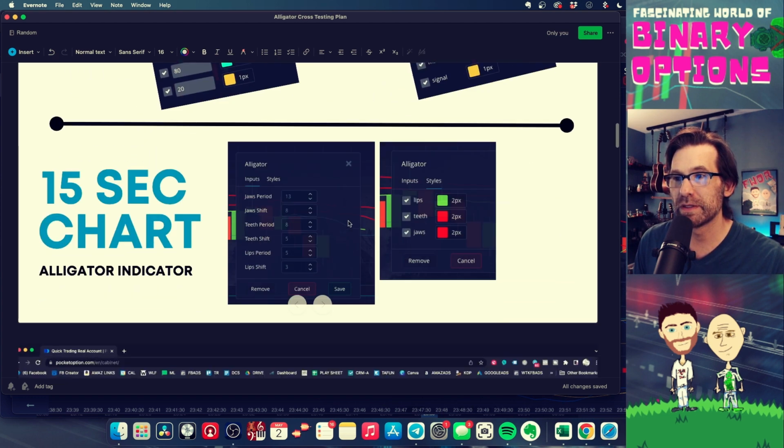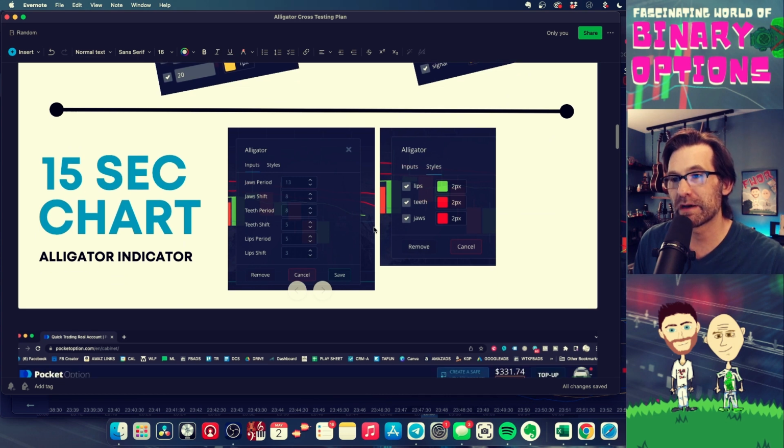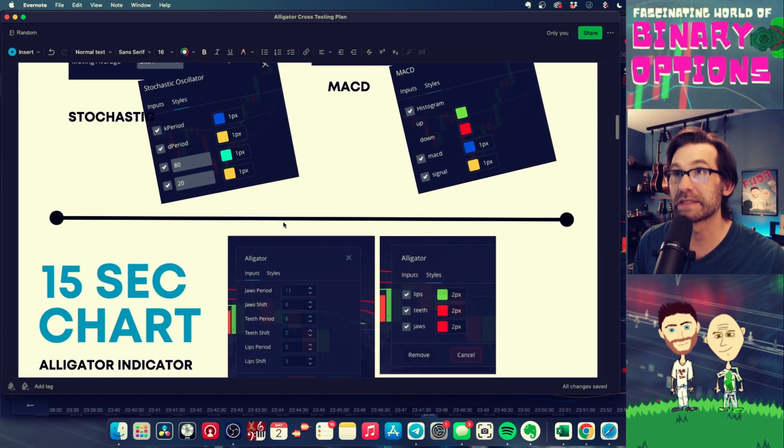And then we go into another account, I actually use my wife's account or my dad's account. I log into that and use it for my other chart, the 15-second chart. So you're going to use 15-second candles and you're going to use the alligator. This is pretty much the stock alligator, I believe: 13, 8, 8, 5, 5, 3. Then I turn both the teeth and the jaws red and the lips green. Okay, so that's the indicators.